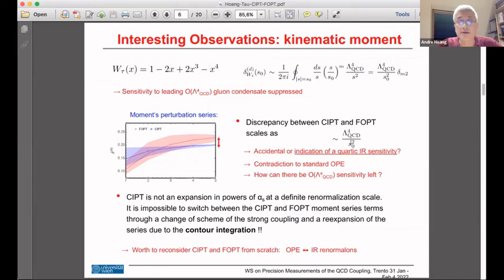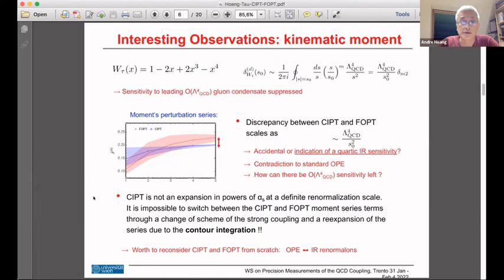an indication of a quartic infrared sensitivity? If it is a quartic infrared sensitivity, then this is a clear contradiction to the whole construction, because these moments are not supposed to have that infrared sensitivity. Now, the question I wanted to ask is whether it is possible that in either one of these expansions, or even maybe in both, some residual Lambda QCD to the 4 sensitivity is left, which contradicts the statement that this condensate contribution is 0. This is exactly the kind of physical background question I actually want to address.